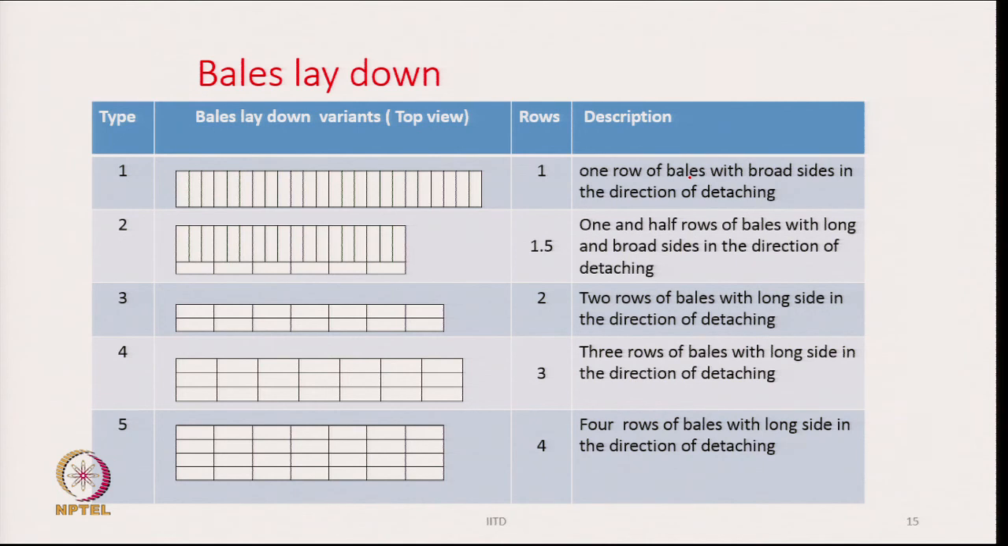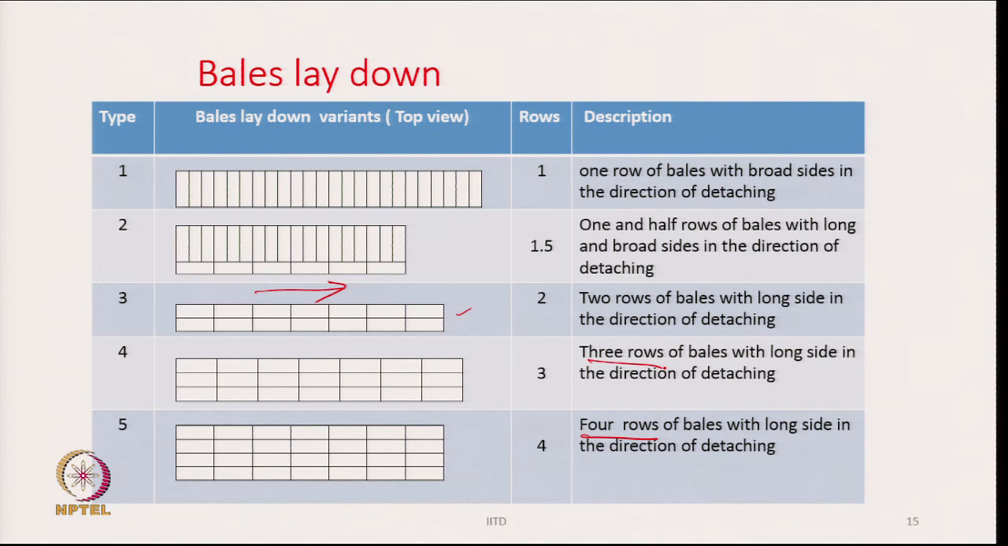So, the figure itself is almost self-explanatory. You can understand easily from the figure that these are the different ways we can place the bales. We can place the bales in 2 rows, one behind the other, and this is the direction of detaching, or we can have 4 bales in a row, and like that 3 rows of bales could be there. There is another category, or that could be 4 rows of bales also.